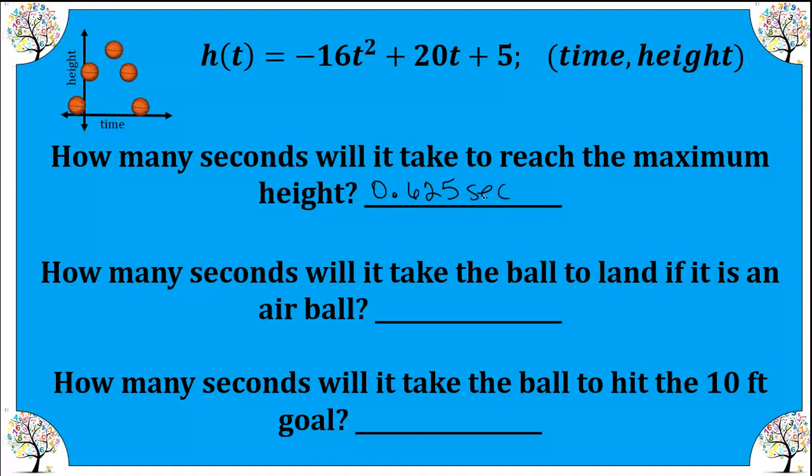How many seconds will it take the ball to land if it is an air ball? So if it doesn't hit the backboard, we want to know what this 0 is going to be. So I'm most of the time going to use the quadratic formula. So we're going to set this equal to 0, and we're going to use the quadratic formula.